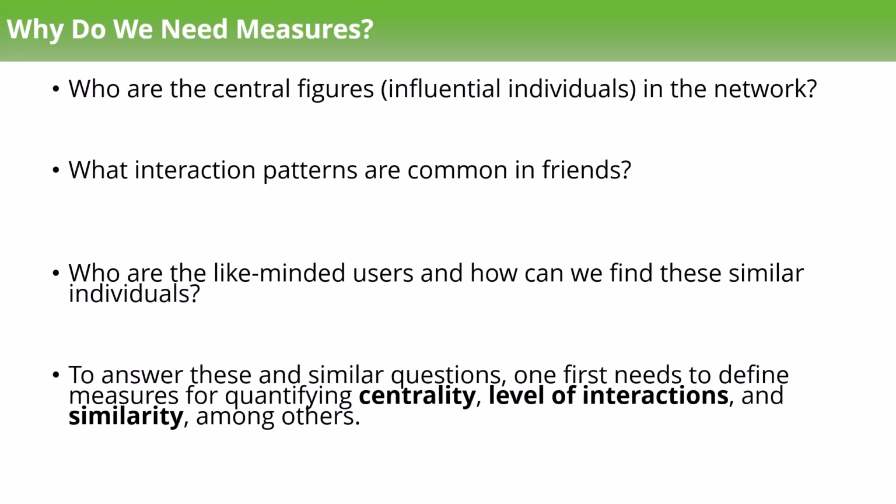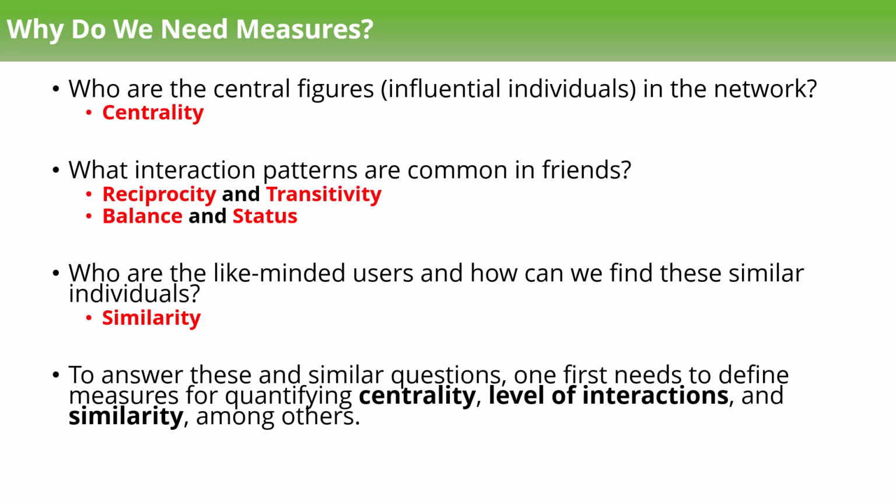So why do we need measures? There are three important questions. Who are the central or influential individuals? What interaction patterns are common among friends? Who are the like-minded or similar users? These lead to different measures: centrality, reciprocity, transitivity, balance and status, and similarity. Before analyzing a network, we need suitable measures to quantify these properties.